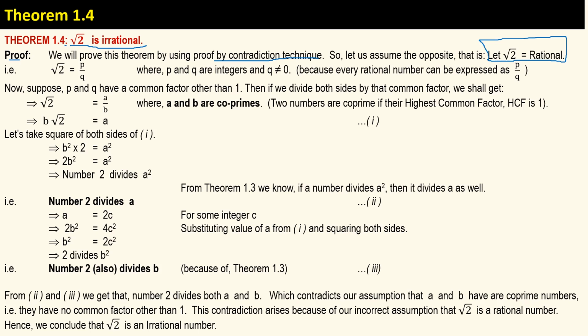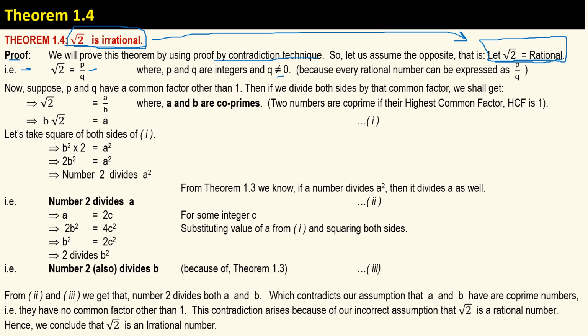Note that we have to prove that the square root of 2 is an irrational number, but we are starting with the contradictory statement that square root of 2 is a rational number. So if square root of 2 is a rational number, then it can be expressed in the form of p by q, where p and q are integers and q is not equal to 0, because we can express every rational number in the form of p by q. So we have square root of 2 is equal to p by q.